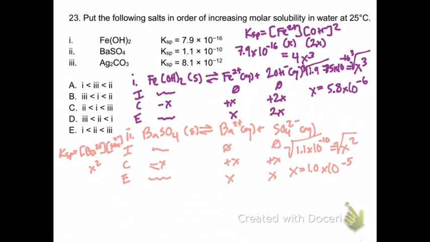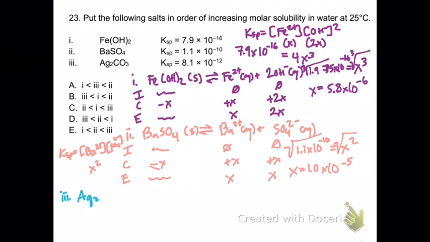We just have one more left to go. And I hope that you'll see, when we look at this last equation, the Ksp of silver carbonate, Ag2CO3, is smaller than the Ksp for barium sulfate. But does that mean it has less molar solubility? Well, let's see. Spoiler alert, it won't.